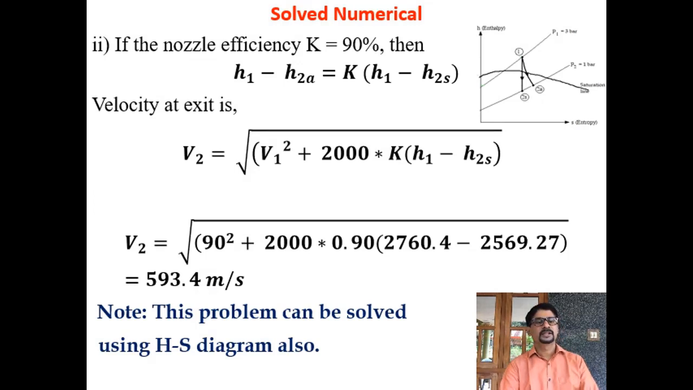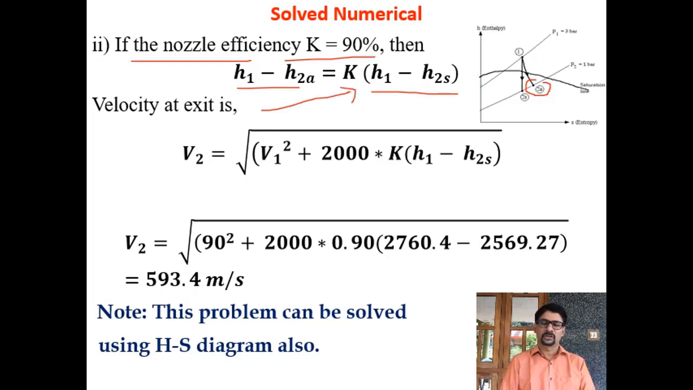Now let us consider the nozzle efficiency. That means the process is not isentropic. So you know that nozzle efficiency, now the point is 2A, so actual enthalpy drop, that is H1 minus H2A, divided by isentropic enthalpy drop H1 minus H2S is nothing but K. The denominator is taken to the other side and multiplied by K. So you have the same formula for the nozzle efficiency actually. So H1 minus H2A is equal to K into H1 minus H2S. That's all, nothing to worry about this formula.